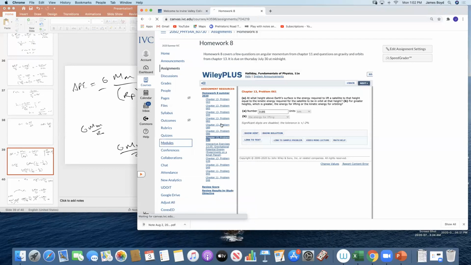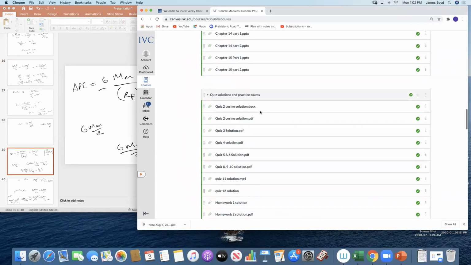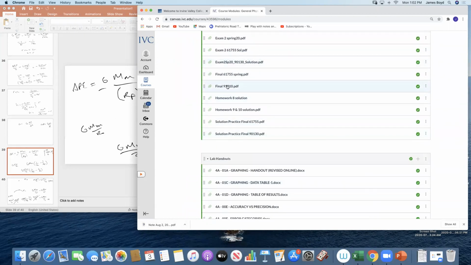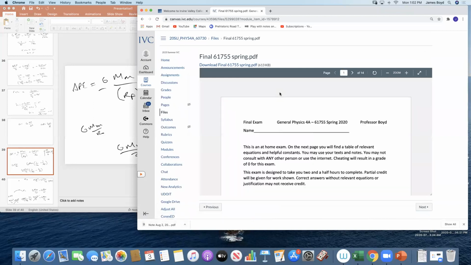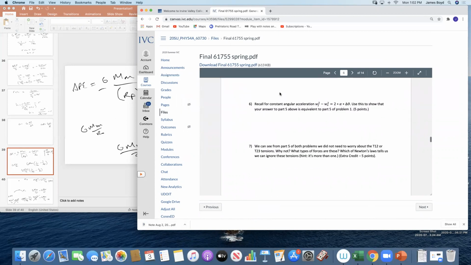So let's go to the gravity problems really fast on the two exams. So this 61755, the gravity problem is the third problem.